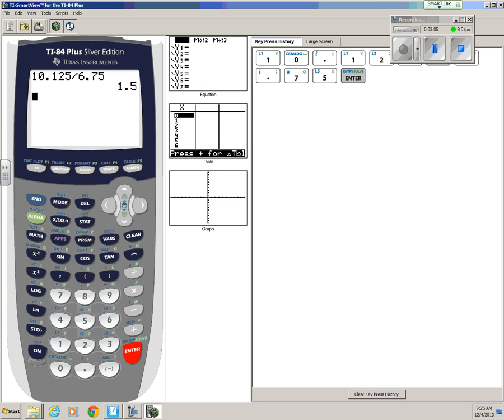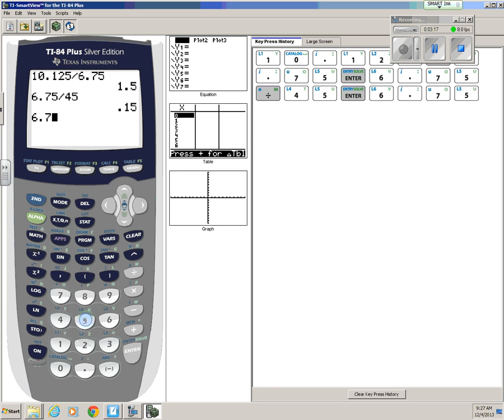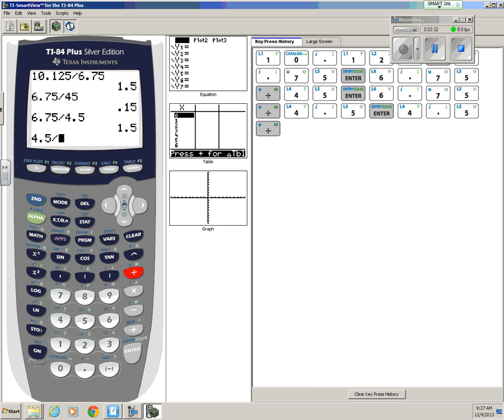Well, what if I take the 6.75, the third term, and I divide it by the second term, 4.5? Do you get that same common ratio? And you do, I just didn't put the decimal. Let's try this again. 6.75 divided by 4.5. There we go. There's that common ratio. Just to be sure, I'm going to try one more time. I'll take the second term and divide it by the first term, and you'll notice that you get that common ratio. So this is multiplying by 1.5, because remember we divided backwards.